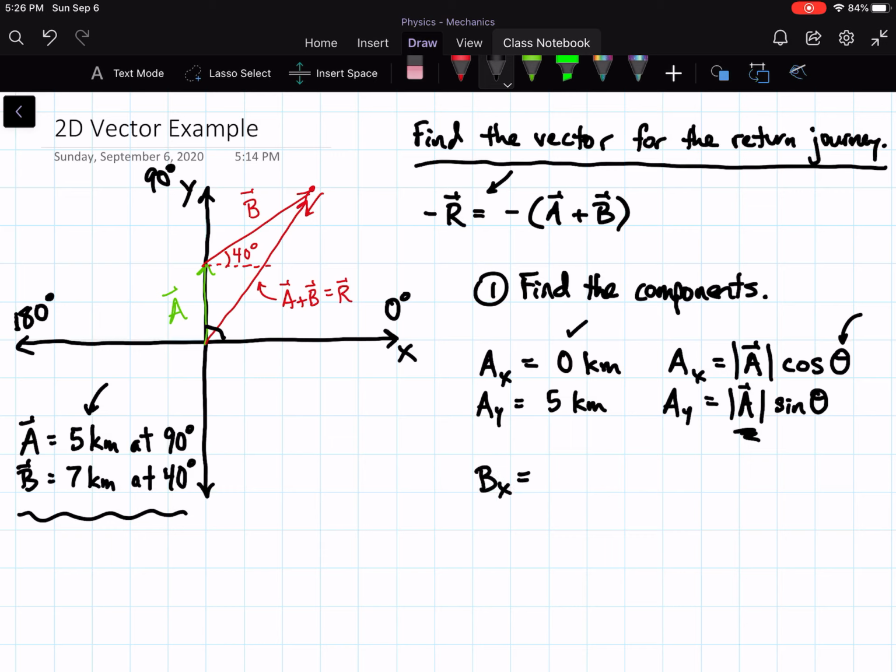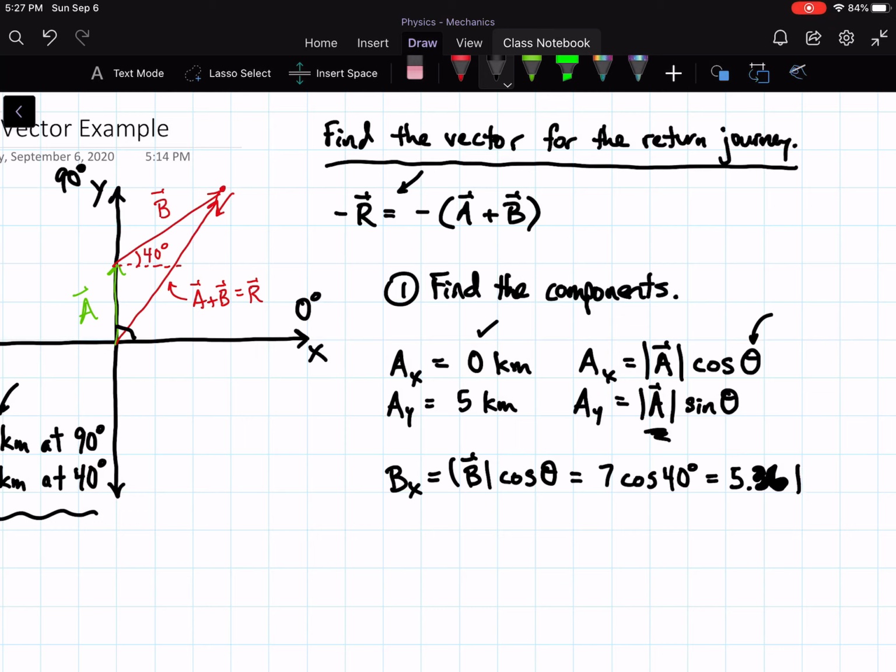So B x, the x component of B. Now we actually have to apply one of these equations because B is definitely not all in the y direction, definitely not all in the x direction. It's a little piece in both directions. So we apply our equation, which in this case is going to be 7 kilometers times cosine of 40 degrees. And that will give us 5.36 kilometers. Okay. Sorry, I turned it sideways, so the ink changed. Well, ink, quote unquote.